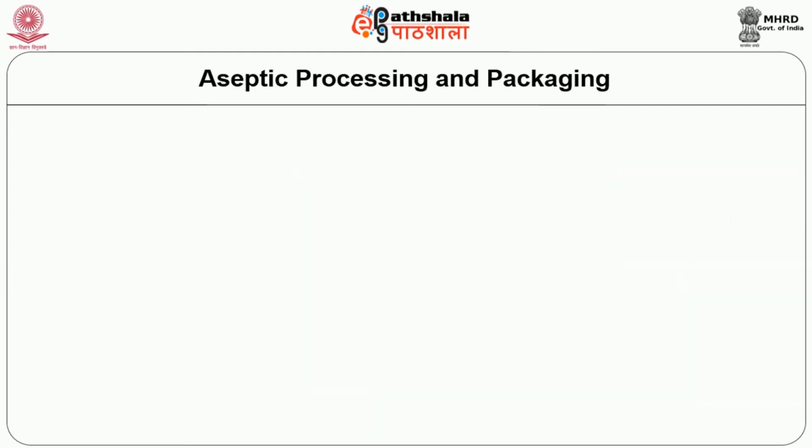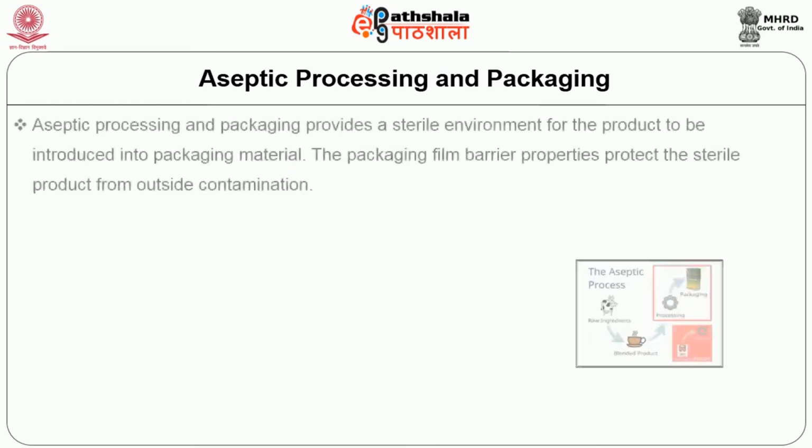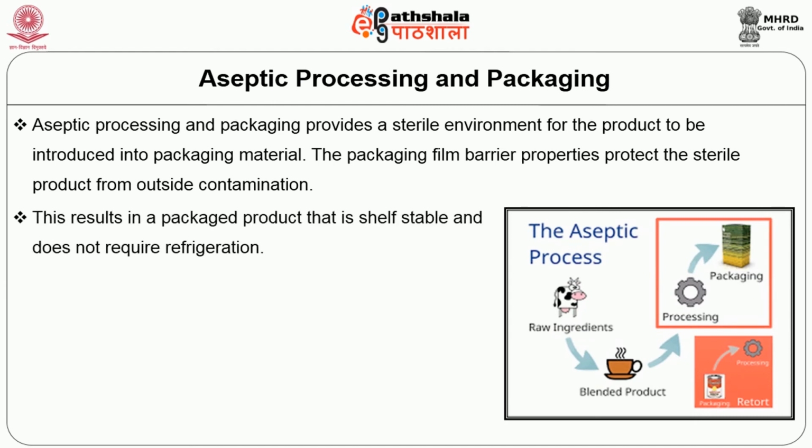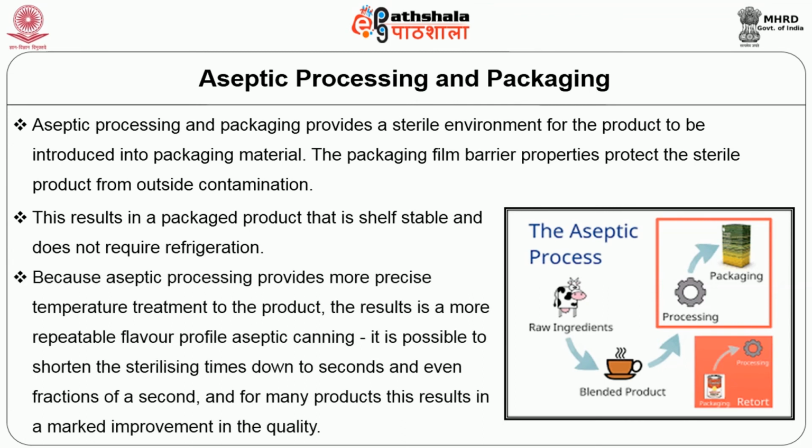The next is aseptic processing and packaging. It provides a sterile environment for the product to be introduced into packaging material. The packaging film barrier properties protect the sterile product from outside contamination. This results in a packaged product that is shelf stable and does not require refrigeration, because aseptic processing provides more precise temperature treatment to the product. The result is a more repeatable flavor profile.